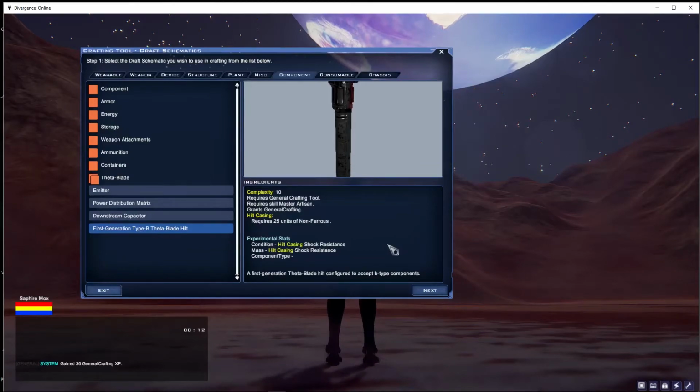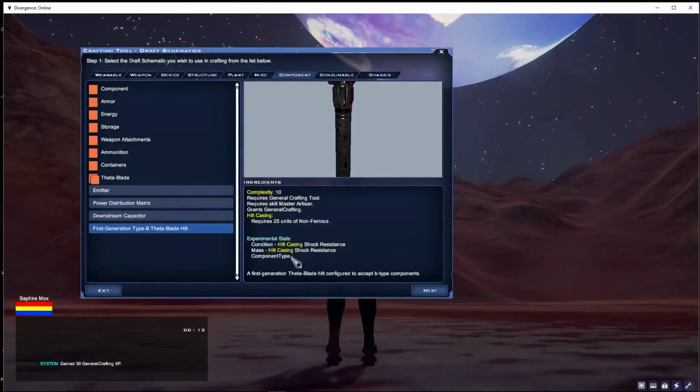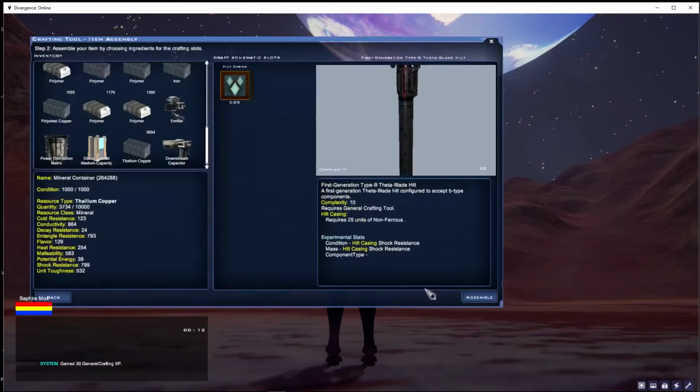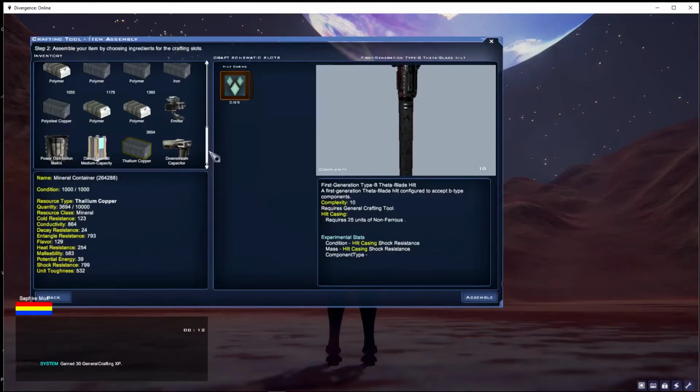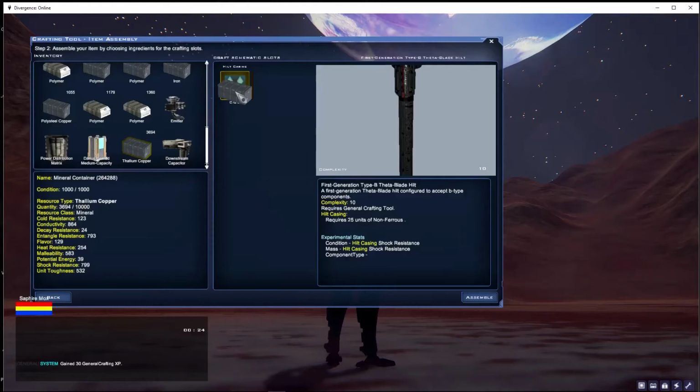First generation Type B Theta Blade hilt. Okay, 25 units of non-ferrous. And it's all about shock resistance. So we're going to go next. We're going to select this thallium copper, 799 shock resistance. Best I've found so far. Obviously, if someone has something that's a little bit higher as far as shock resistance, be happy to trade. Please reach out to me. I'm sure we can work something out.